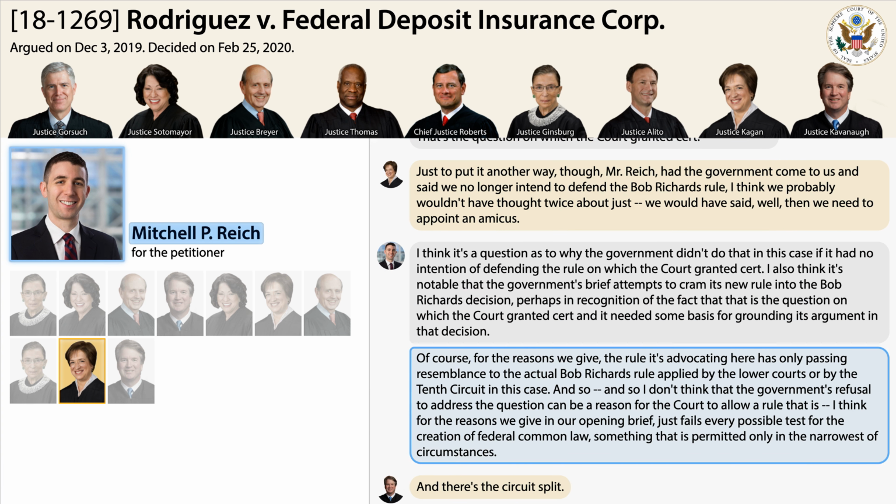Of course, for the reasons we give, the rule it's advocating here has only passing resemblance to the actual Bob Richards rule applied by the lower courts or by the Tenth Circuit in this case. And so I don't think that the government's refusal to address the question can be a reason for the court to allow a rule that, for the reasons we give in our opening brief, just fails every possible test for the creation of federal common law, something that is permitted only in the narrowest of circumstances.